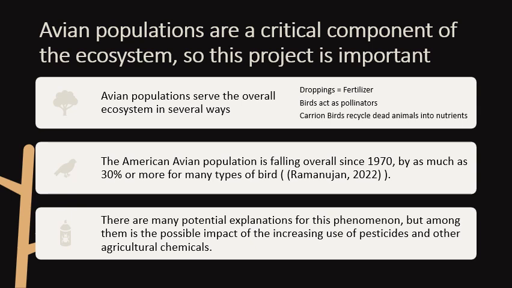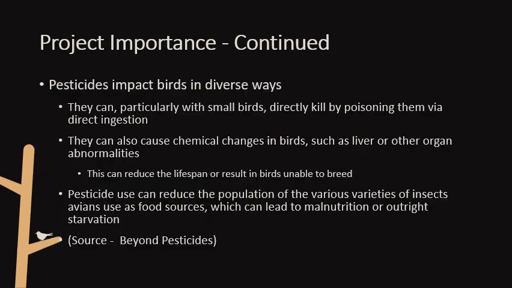And the avian population has been falling since 1970, again, as much as 30% for many types of bird. There are many explanations for why this could be, but among them is the possible impact of those pesticides, and we want to get a handle on that.